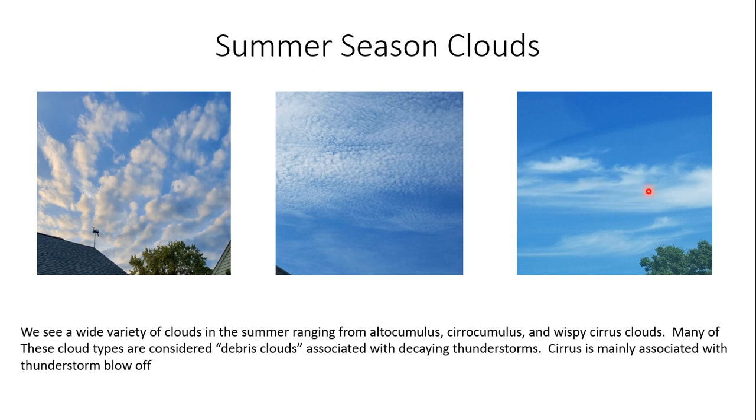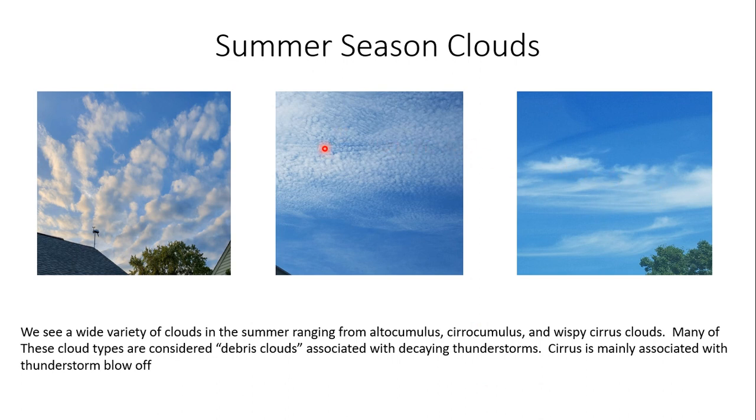And then the wispy cirrus clouds, which are pretty much a year-round cloud across Virginia and across the mid-latitudes as well. All right, so a wide variety of clouds exist, and many of these cloud types are considered debris clouds associated with decaying thunderstorms during the summer. When thunderstorms dissipate, they tend to leave some residual mid and upper level moisture. You'll see cirrus, which can be blow-offs off the top of thunderstorms.